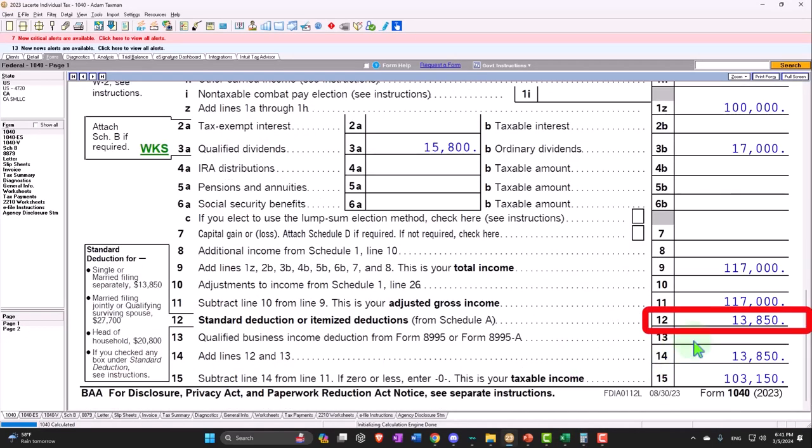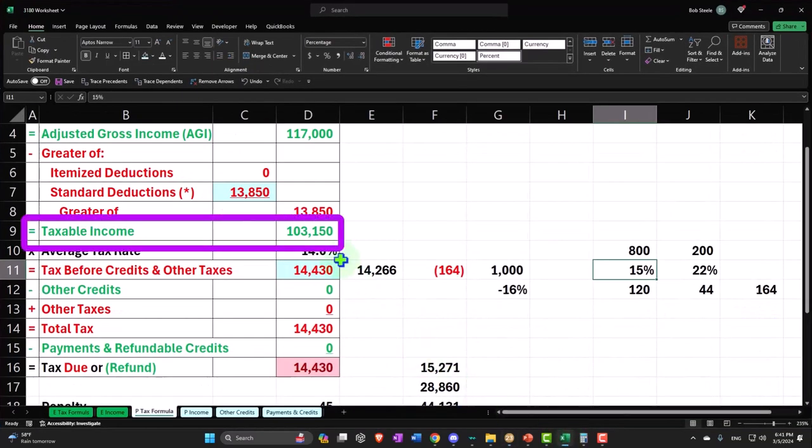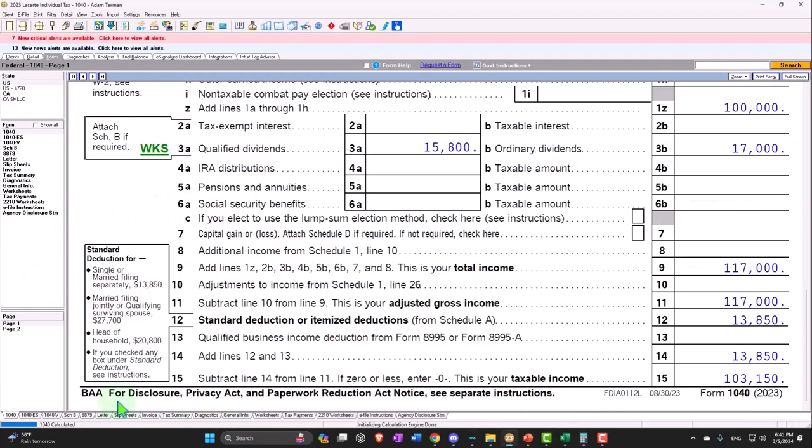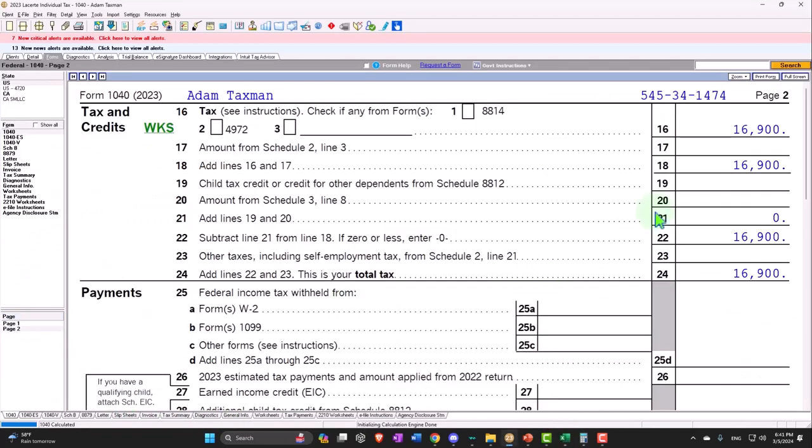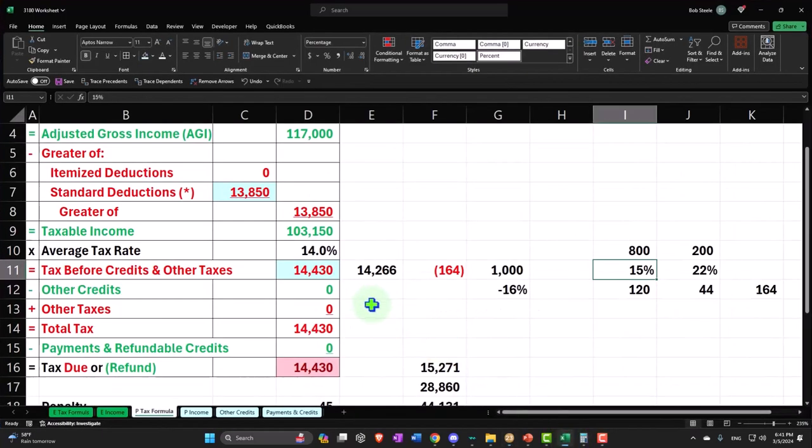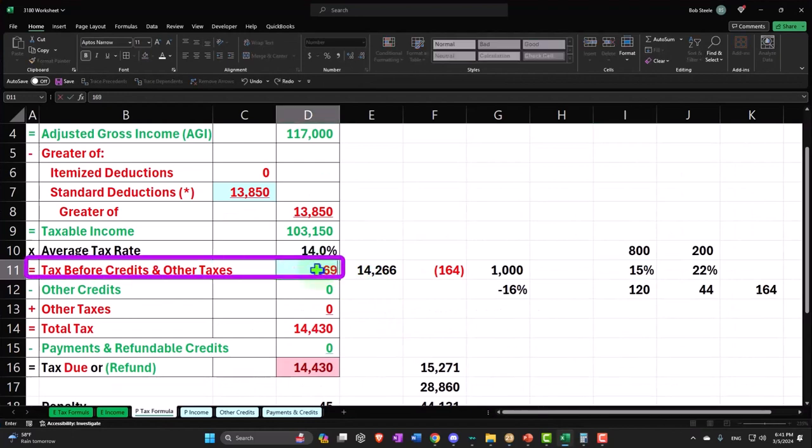117,000. 117,000 minus the 13,850 gets us to the 103,150. Page two, calculating the tax now at the 16,900. So now we have the 16,900.